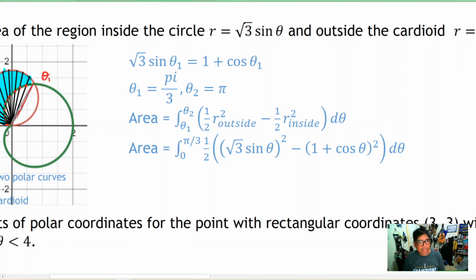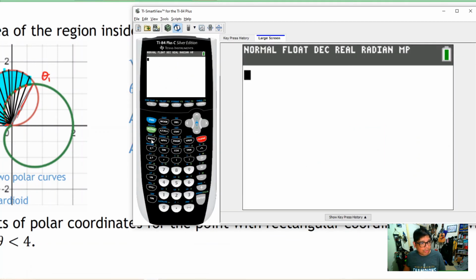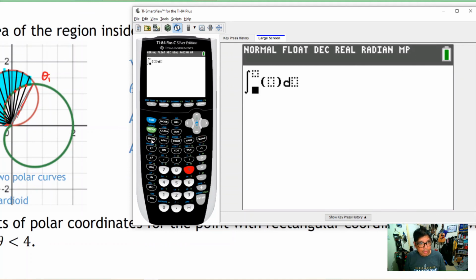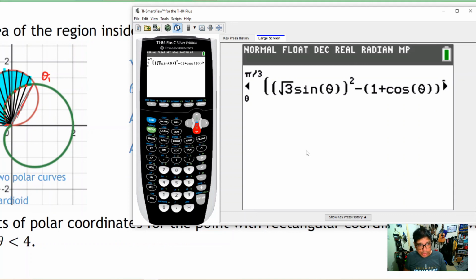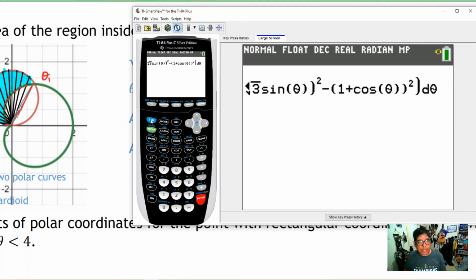I think I'm going to take the route of grabbing my TI and doing it from here. So let's find our integral. We're going to integrate from 0 to pi thirds. Put everything into our function. I also forgot to put the 1/2, so I put that at the very beginning. And we should be good to go.